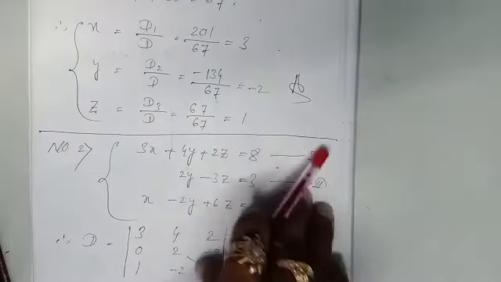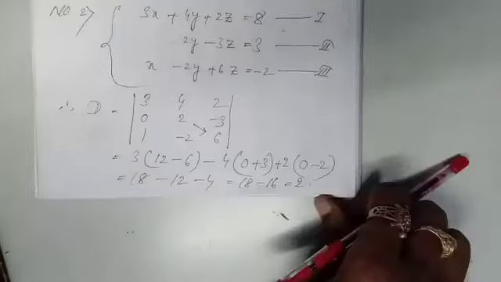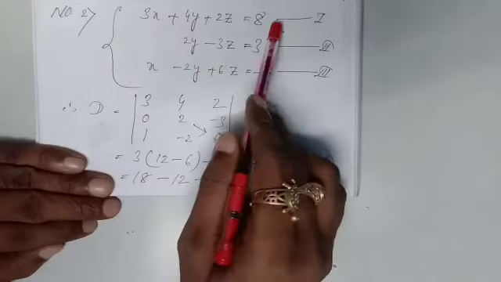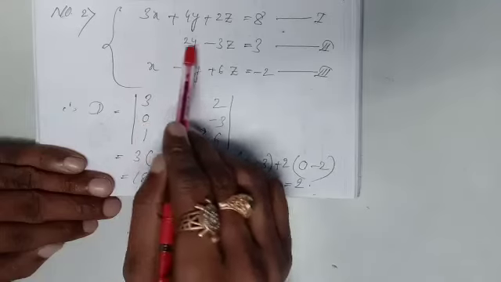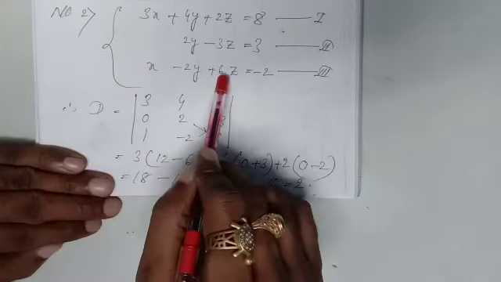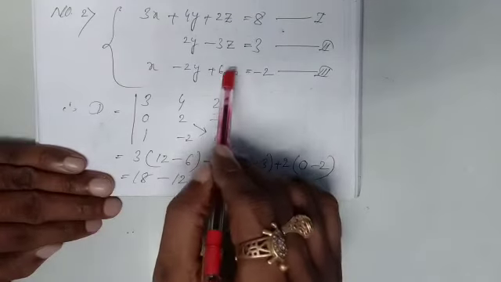Okay, let us take the next question. Just see. Question number 2, equation given 3x plus 4y plus 2z equal to 8. Second equation given 2y minus 3z equal to 3. Third equation given x minus 2y plus 6z equal to minus 2. Three equations, three variables x, y, z.